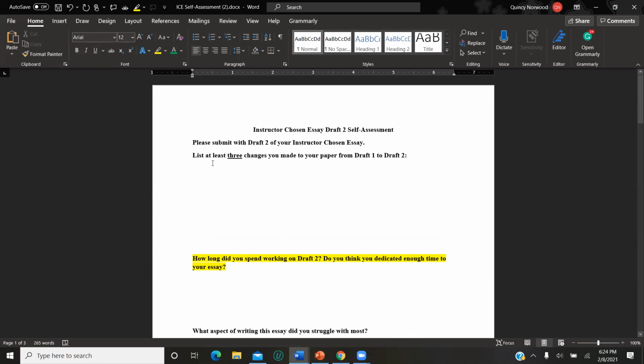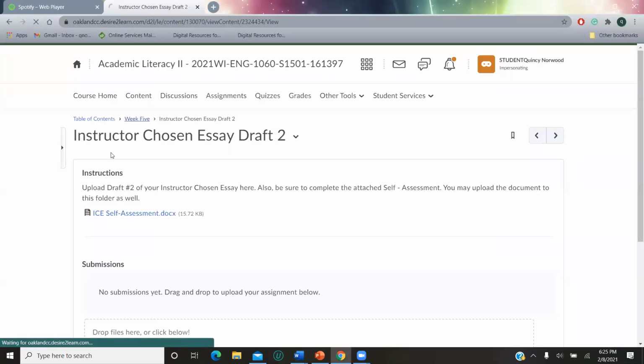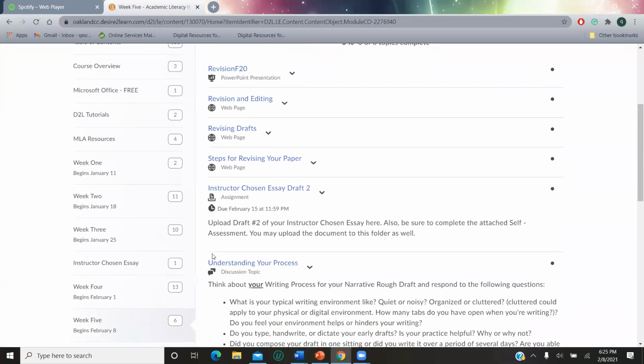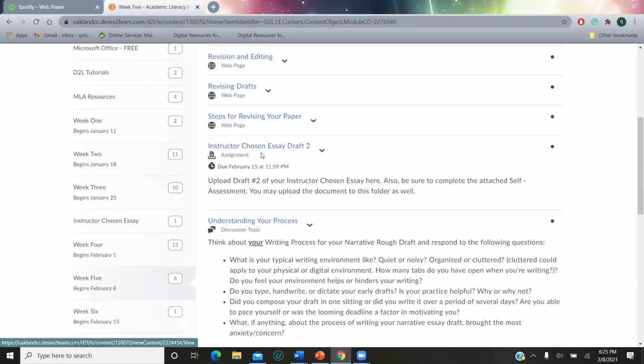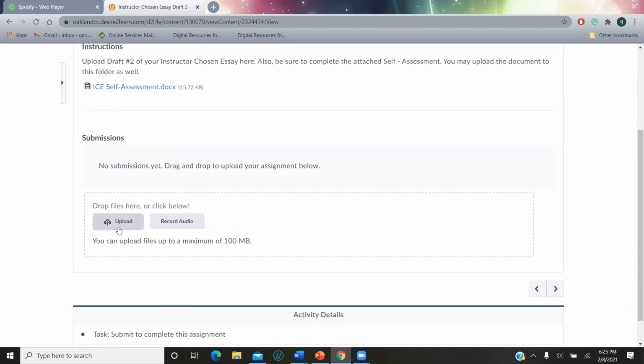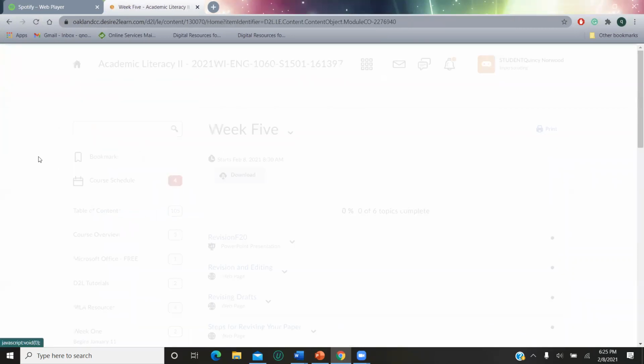Okay. But I think the main thing here is to just get in this practice of going over your own work. Okay. In addition to getting feedback from your teacher and or a tutor, if you're using one. Okay. So yeah. That can be found, right? This document is just called Instructor Chosen Essay Self-Assessment. And you have to click the Instructor Chosen Essay Draft number 2 to access that, okay? And then, like I said, you can just put them both right in the same folder, okay? Again, that's in week 5.